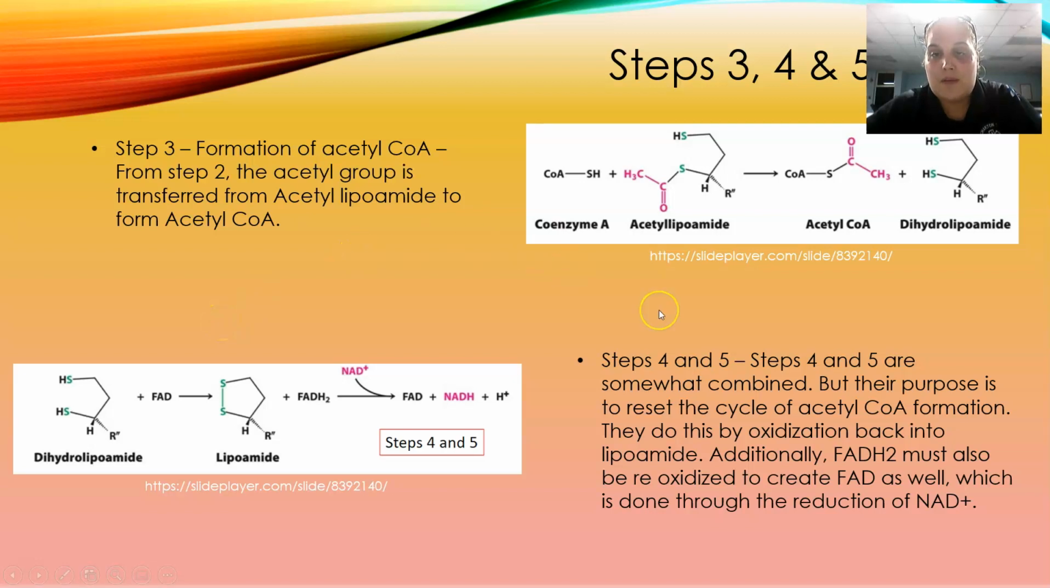Steps 4 and 5 are basically the steps that are resetting the cycle so that it can start again. As I said, the purpose is to restart the cycle of acetyl-CoA formation, and they do this by oxidizing lipoamide, and they also have to reduce FADH2 back into FAD as well, and this is done through reduction of NAD+.